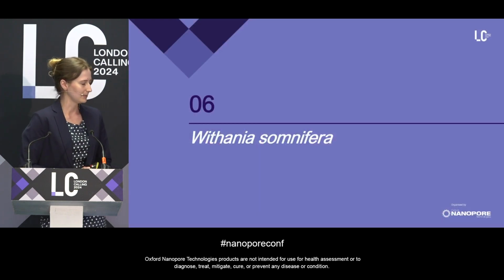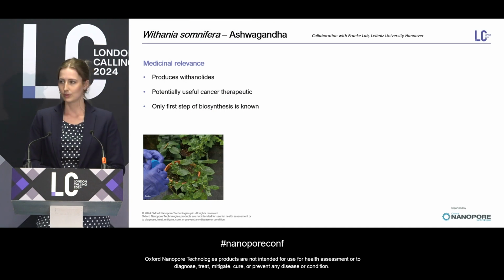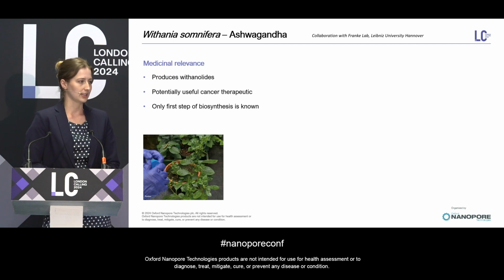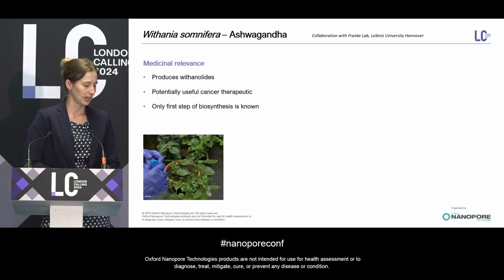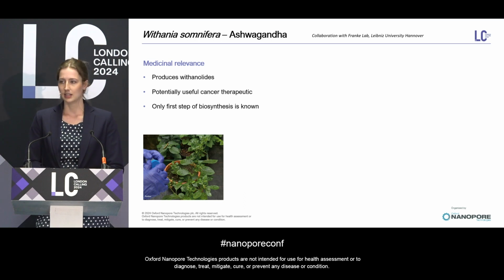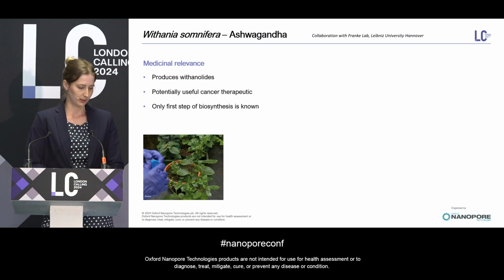And then the last plant I'm going to talk about today is Withania somnifera. Withania somnifera belongs to a group of plants that produce withanolides. Withanolides are potentially used for cancer therapeutics because they have been shown to have anti-proliferative activity on tumor cells. However, so far only the first step of withanolide biosynthesis is known, so it is our goal to work towards the unraveling of the whole biosynthesis pathway.